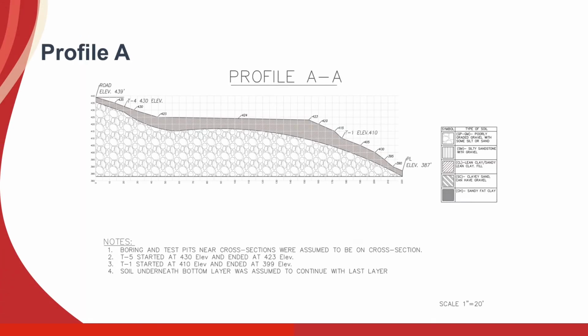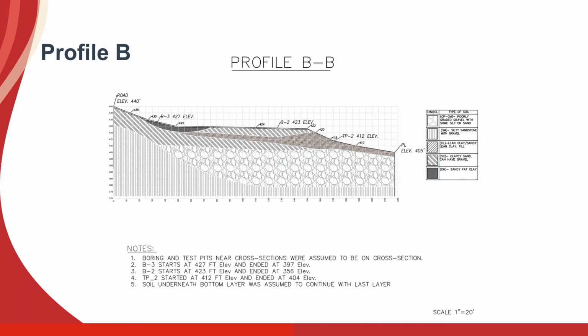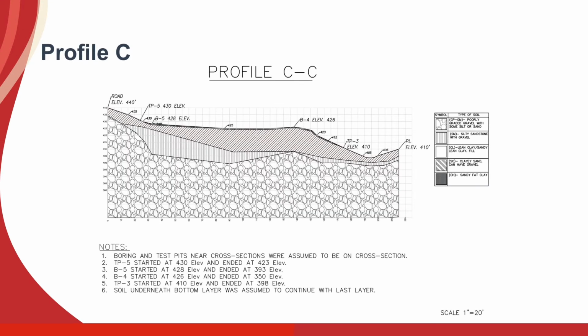Profile A had a large Eocene layer of poorly graded cobble conglomerate. The soil in the middle of the site is shown in Profile B. This profile in particular had layers of soil, such as sandy fat clay, that alone could not support a large load. Profile C ran along the east side of the property and also contained a large layer of the poorly graded cobble conglomerate. Linear interpolation was then used to join these profiles into a 3D representation of the site.